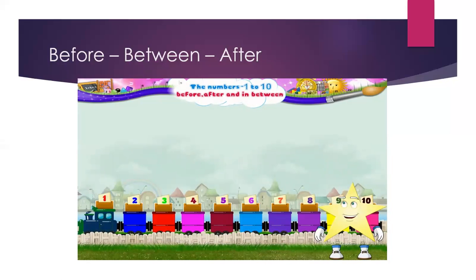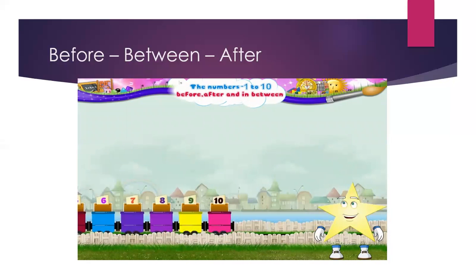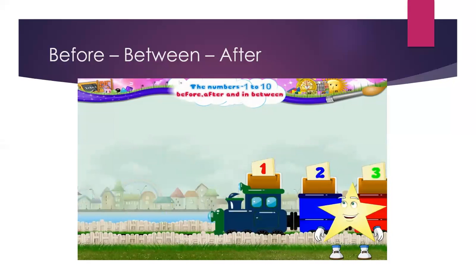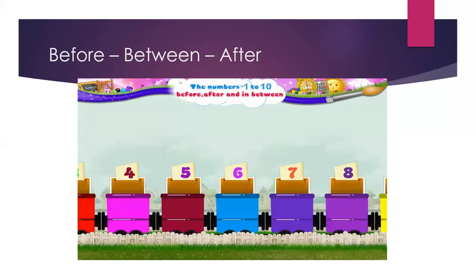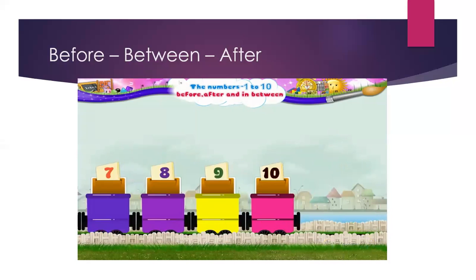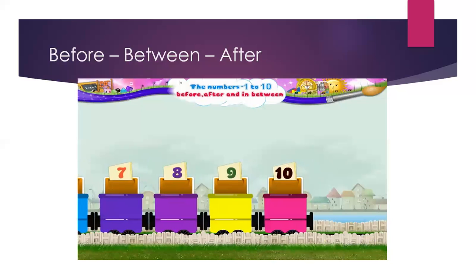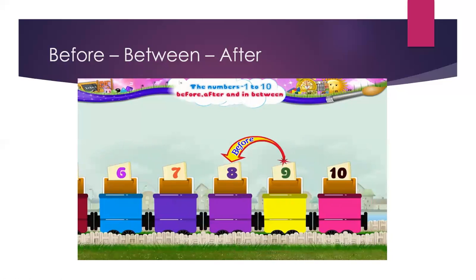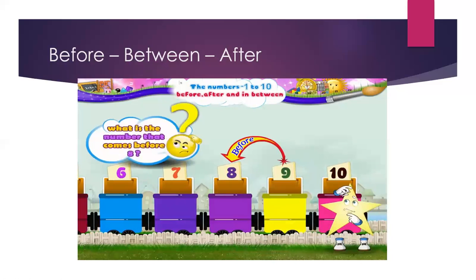Now that you have learned to find the number that comes after, let us try to find the numbers that come before each number. Now the number that comes before 10 is the number 9. And the number that comes before 9 is number 8. Starry, what is the number that comes before 8?